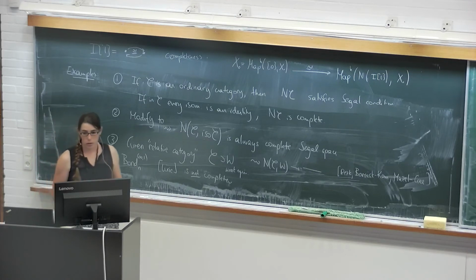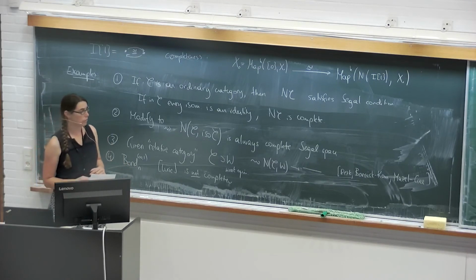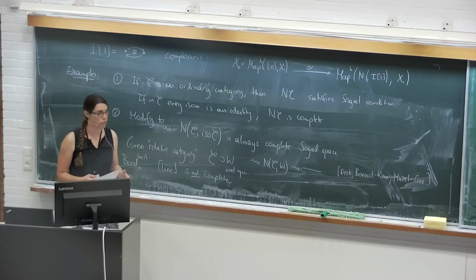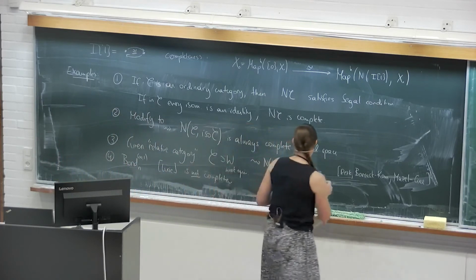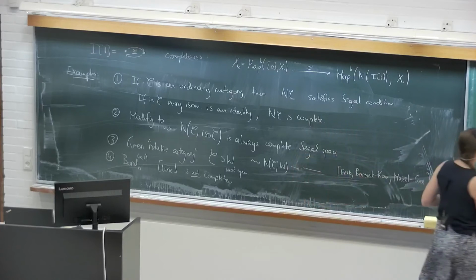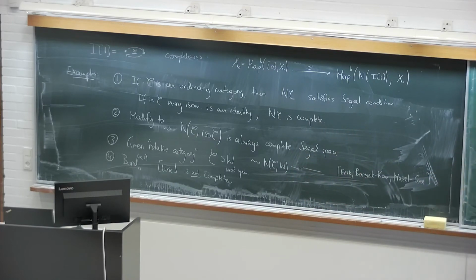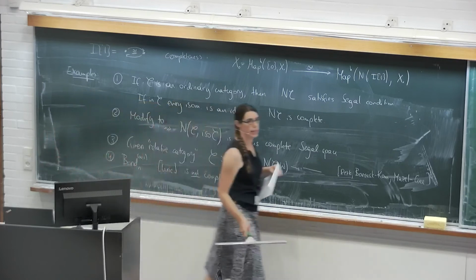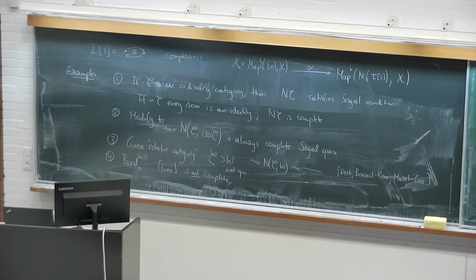Okay, great. So I told you about a lot of different models of infinity 1 categories. You might find that a bit unsatisfying. We have all these different definitions. But fortunately, it's not a problem. So we'll talk about this last example tomorrow in detail.